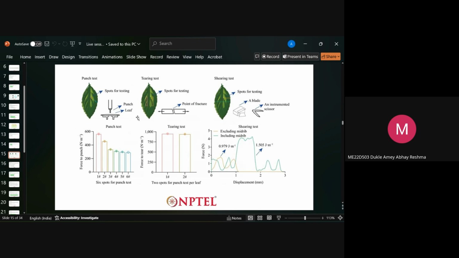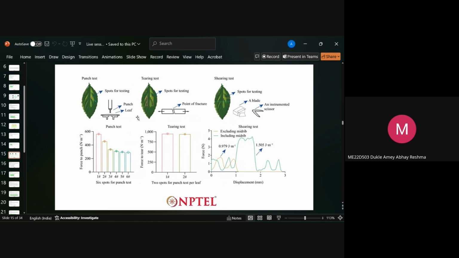The punch test is basically you keep a leaf flat, and then you punch a hole through it. In the tearing test, you basically pull the leaf apart, and in the shearing test, you try to cut it, like shear it. Not cutting it per se, you can say it is like tearing it, like if you are tearing a page. Basically, it is a parallel force in shearing. In tearing, it is a perpendicular force.